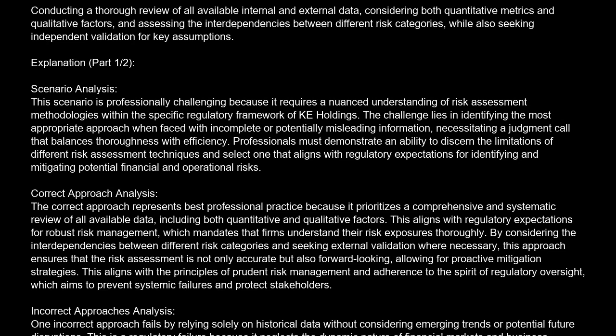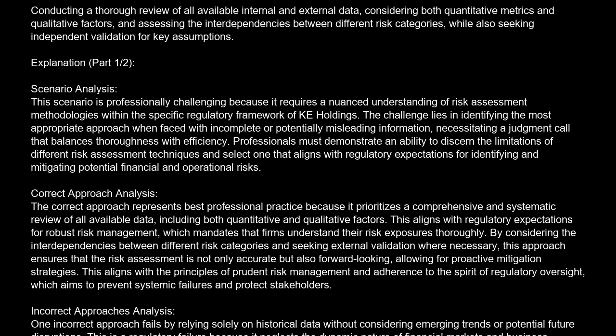The correct answer is D. Conducting a thorough review of all available internal and external data, considering both quantitative metrics and qualitative factors, and assessing the interdependencies between different risk categories, while also seeking independent validation for key assumptions.